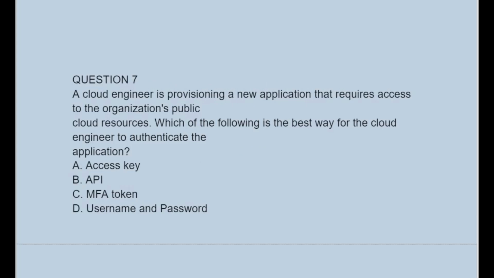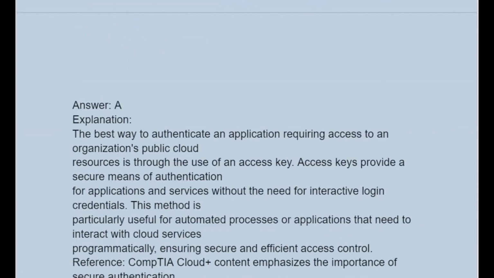Question is, a cloud engineer is provisioning a new application that requires access to the organization's public cloud resources. Which of the following is the best way for the cloud engineer to authenticate the application? Option A access key, Option B API, Option C MFA token, Option D username and password. Correct answer is option A.